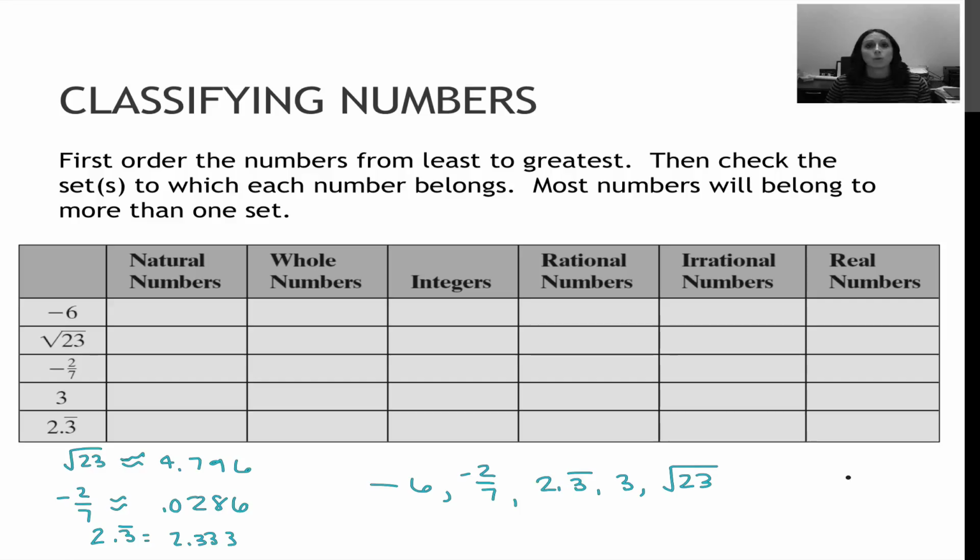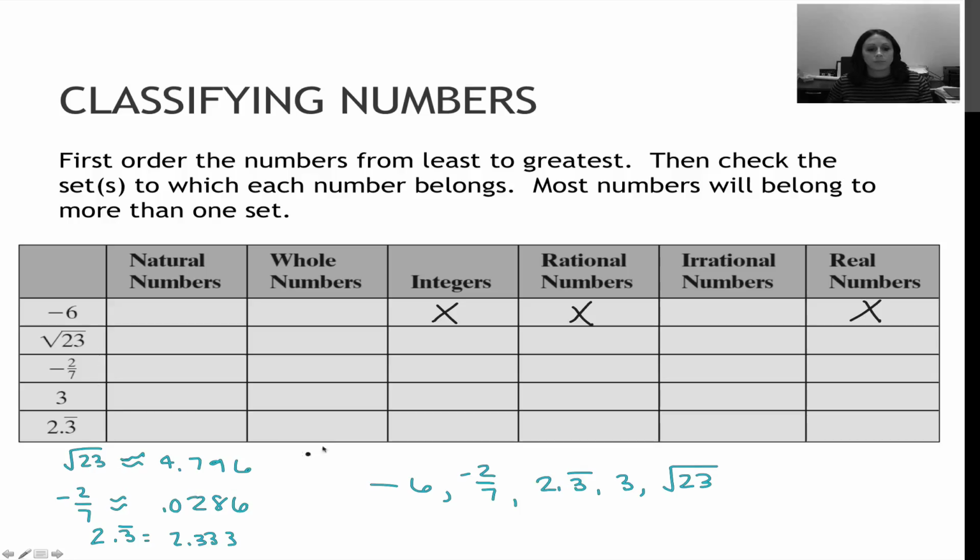Now we're going to look at how we classify them. Looking at negative 6, I know that negative 6 is a negative, which means it can't be natural and it can't be whole. It can be an integer. So negative 6 is an integer because it's a positive or negative whole number. It's also rational because anything that's an integer is also rational. It is not irrational because it can't be both rational and irrational, so you're only going to have a check mark in one of these boxes. And of course it's a real because all of these are real numbers. You don't get into imaginary numbers in this course at all.